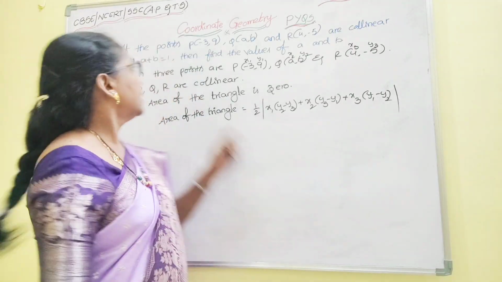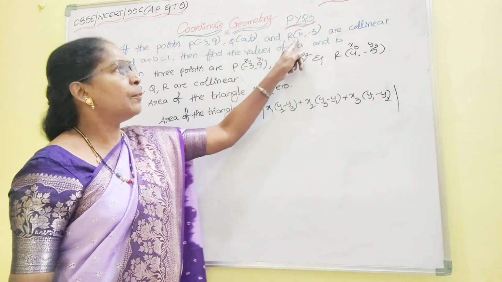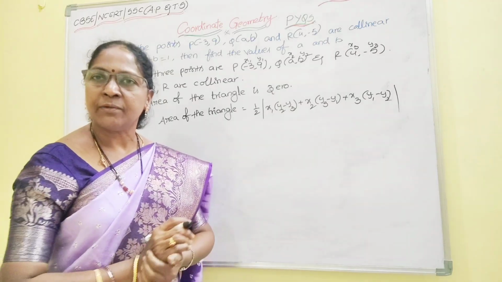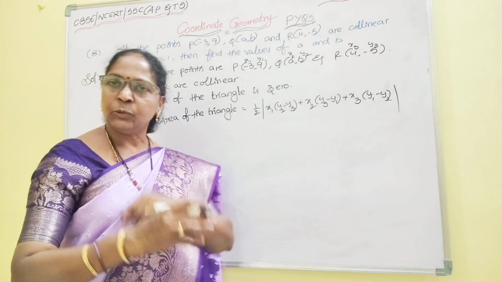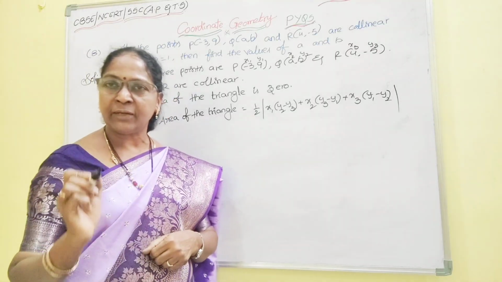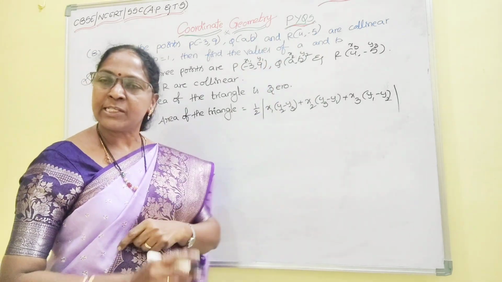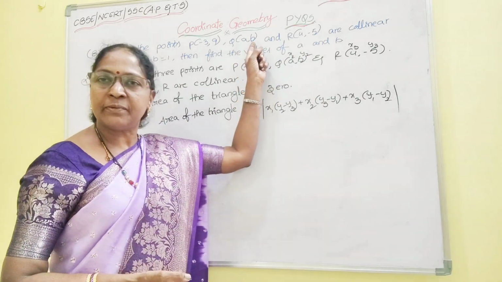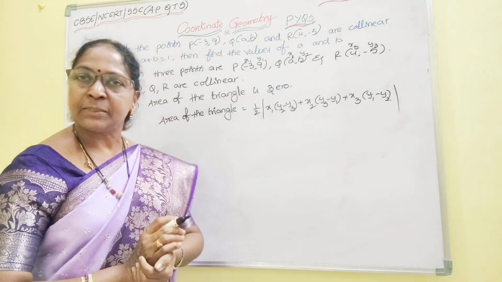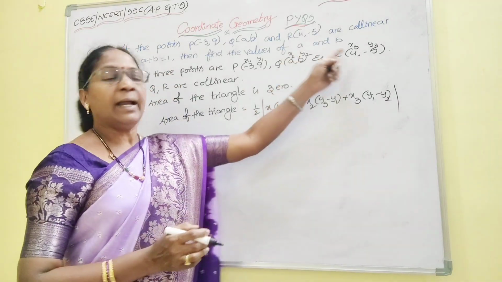Next, in this question, the points P minus 3, 9, Q A, B and R 4, minus 5 are collinear and A plus B equal to 1, then find the values of A and B. Three points are given and they are collinear, already mentioned. Collinear is nothing but area of the triangle equal to 0. One point has both x and y coordinates unknown, given as A and B. One more equation is given, A plus B equal to 1. Use this also to find the values of A and B.